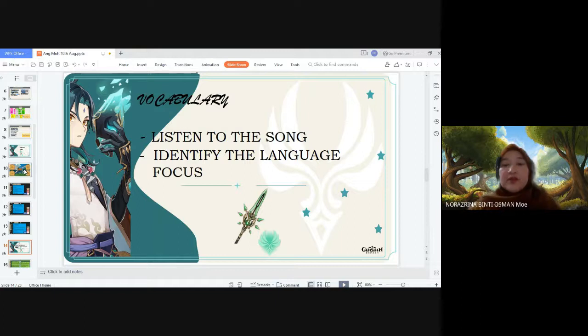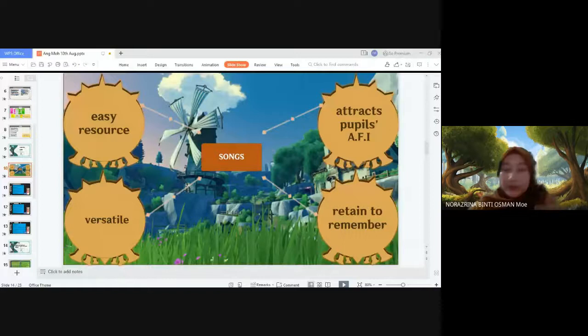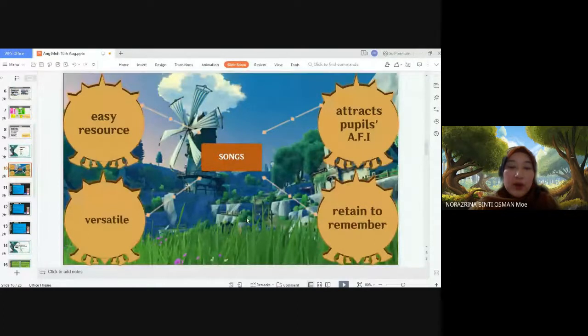So songs again, what my main focus is the AFI. To get their attention, focus, and interest so that we can help to retain their memory. That is the main problem with my pupils. They cannot remember whatever we have already taught them.